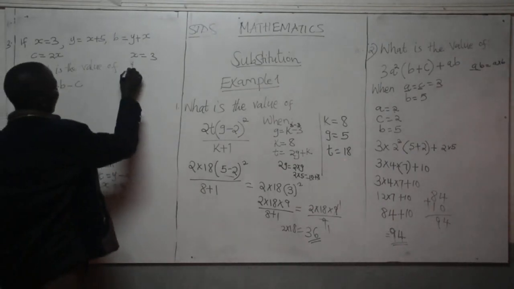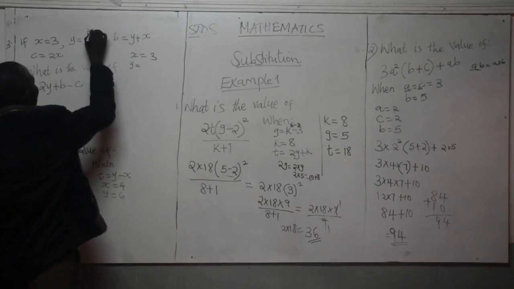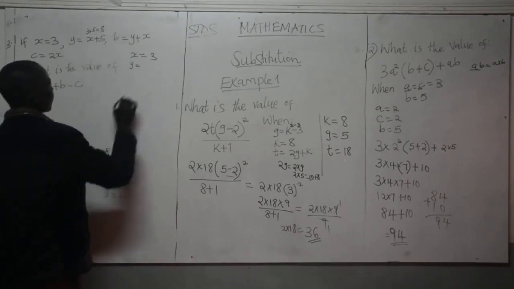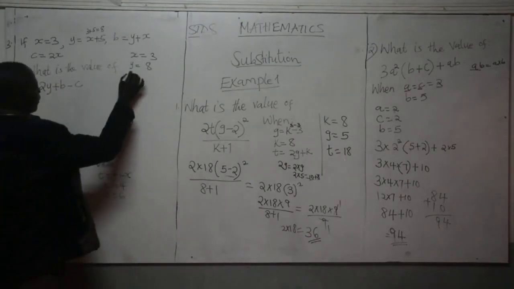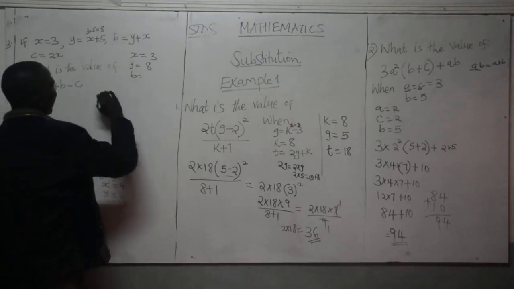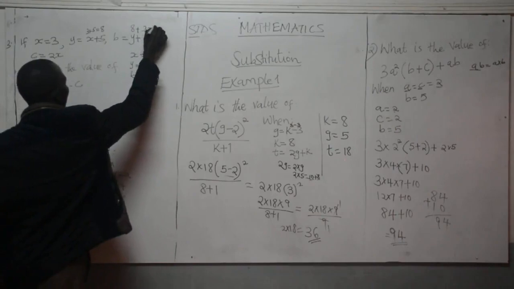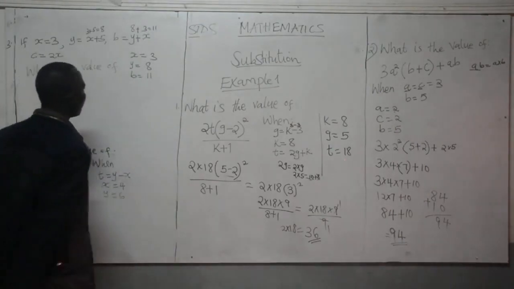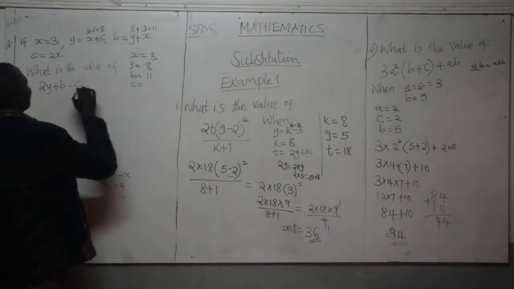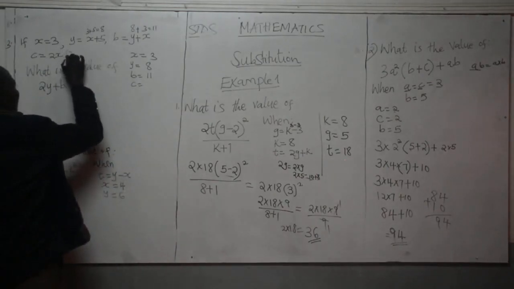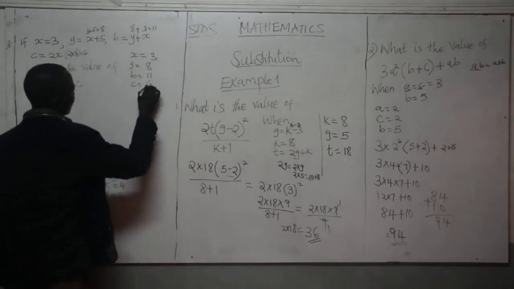We have y, which is x plus 5. The value of x is 3 plus 5 to give us 8. So the value of y is 8. The value of b is equal to y, which is 8, plus x, which is 3 to give us 11. So the value of b is 11. And then the value of c is 2x. 2x, that is 2 times the value of x, 3 to give us what? 6. So the value of c is 6.